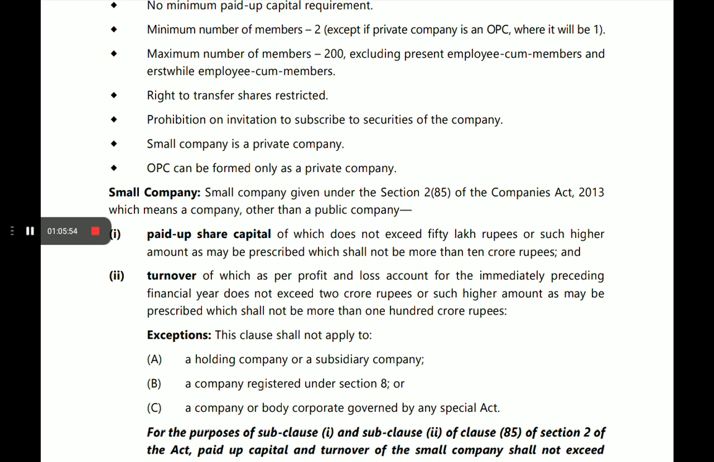A small company is defined under Section 2, Subsection 85 of the Companies Act 2013, which means a company other than a public company, paid up share capital of which does not exceed 50 lakh rupees or such higher amounts as may be prescribed, which shall not be more than 10 crore rupees, and turnover of which as per profit and loss account for the immediately preceding financial year does not exceed 2 crore rupees or such higher amount as may be prescribed, which shall not be more than 100 crore rupees.